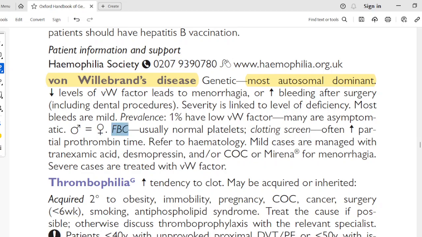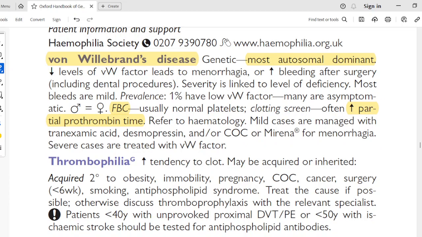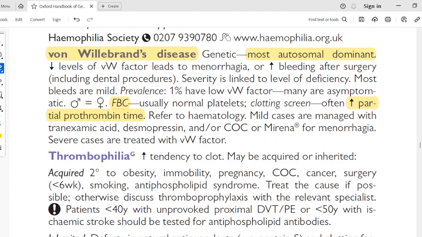Full blood count usually shows normal platelets. Clotting screen: often there is increased partial thromboplastin time. So in the clotting screen, you will find only increased partial thromboplastin time. Refer to hematology. Mild cases are managed with tranexamic acid, desmopressin, or COC for menorrhagia. Severe cases are treated with von Willebrand factor.